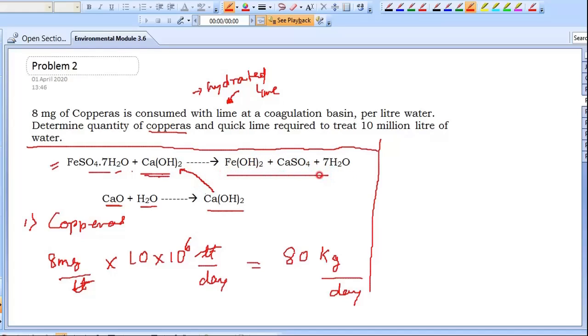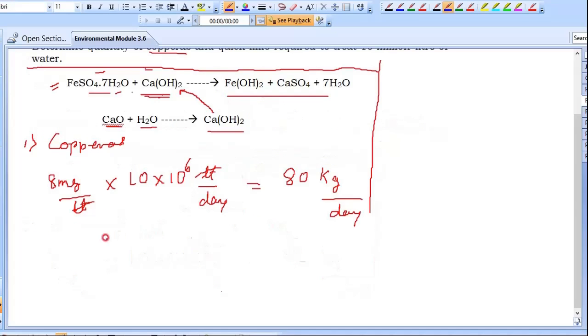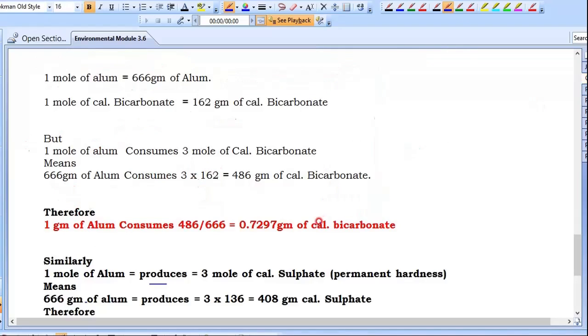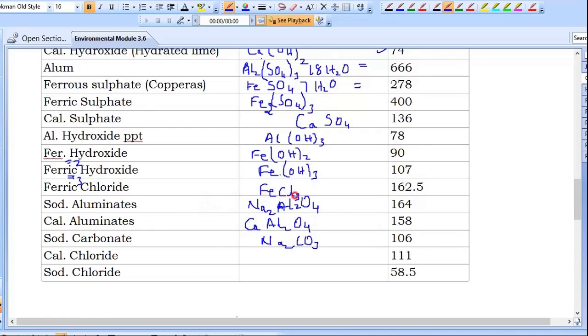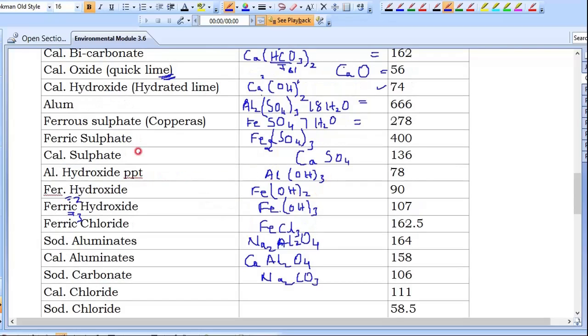Now we don't want all these entities. We are interested in this and this. Understood? Therefore, we need to work here. Now see, what is copperas? Copperas is FeSO4 7H2O. Then you should go back here, FeSO4 7H2O, that is ferrous sulfate, that is 278. Understood? 278. Then calcium hydrated lime, where it is hydrated lime, 74. This and 278, these two you should remember.